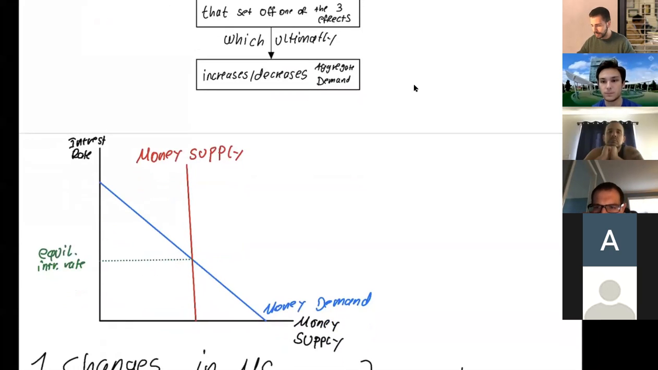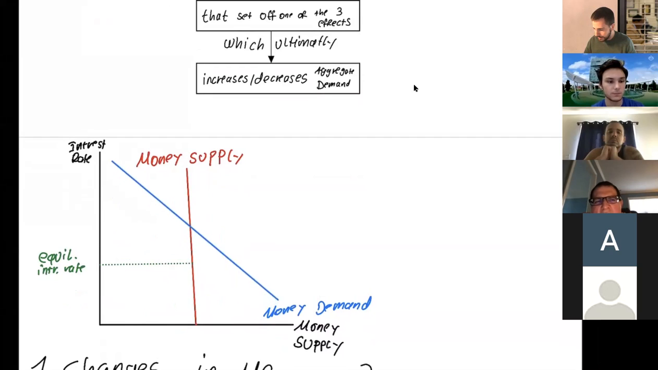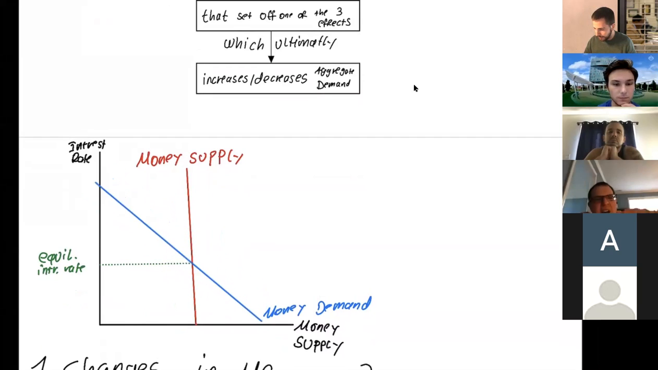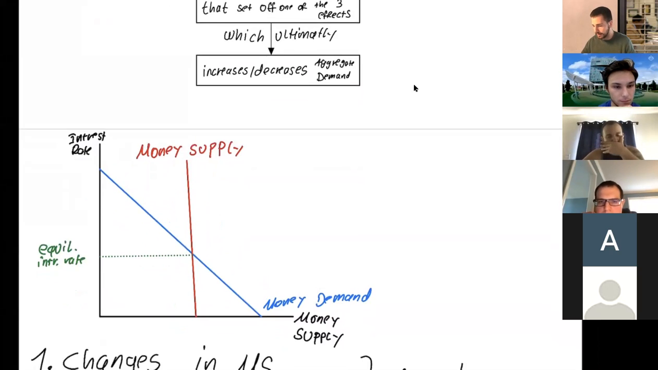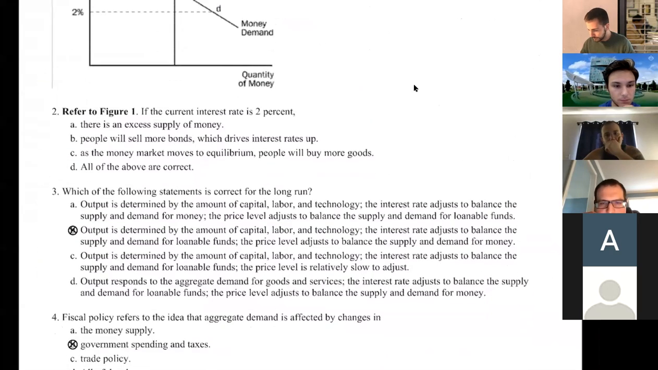What I also wanted to say is that basically the only shifts in the graph happen if the Fed does monetary policy, so the money supply shifts, and that's where the equilibrium interest rate shifts. Also, if the demand shifts, this is how you see the interest rate get affected. That's basically the whole chapter, but obviously a bit more.